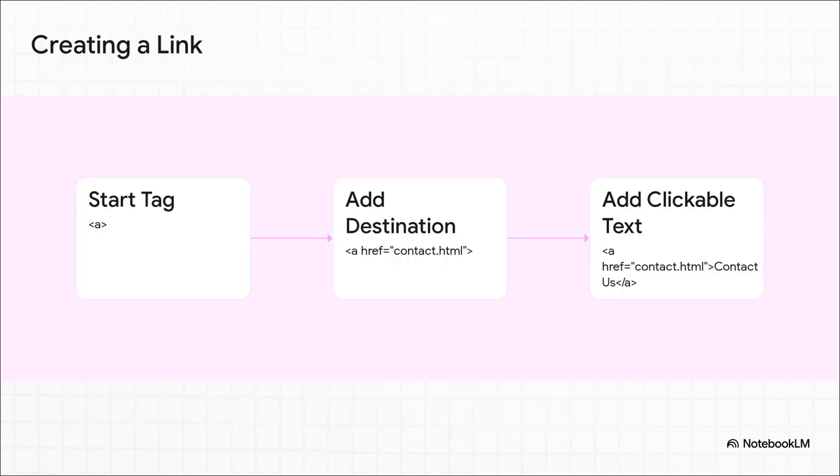And creating a link is as easy as 1, 2, 3. Seriously. First, you start with that anchor tag. Second, you add the href attribute to point to where you want it to go. And third, you put the clickable text right in the middle. And that's it. You've just created a link. That is the absolute core of how we navigate the web.